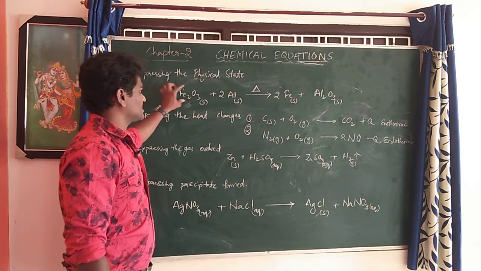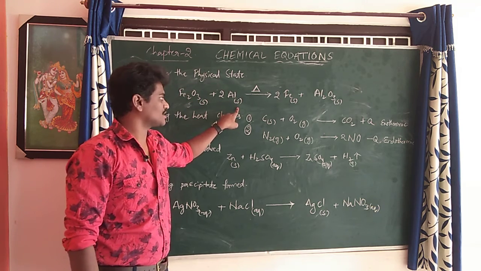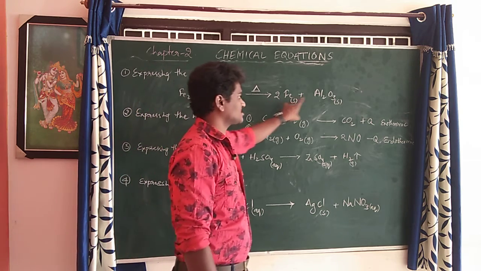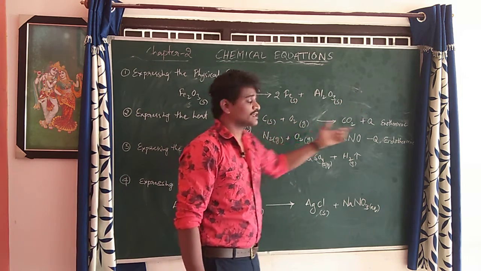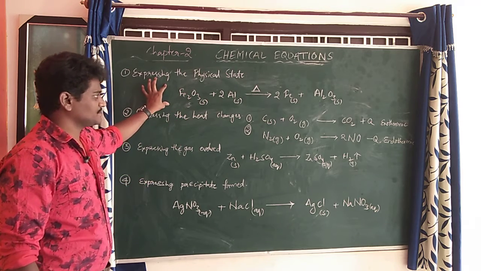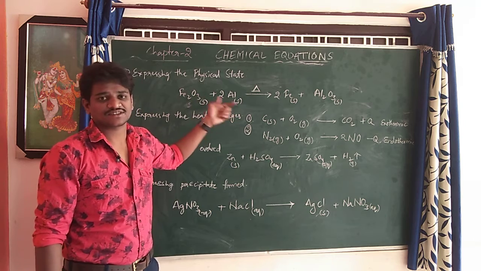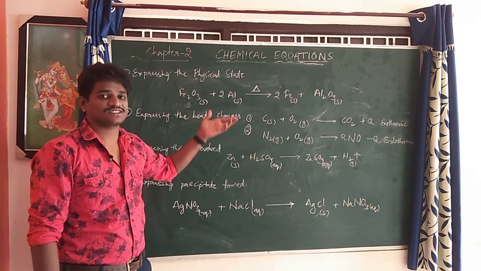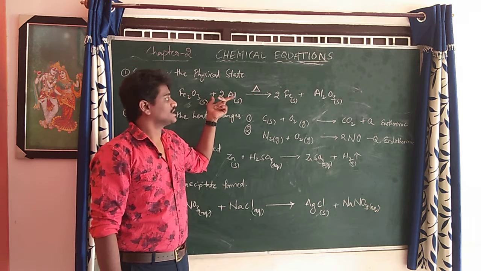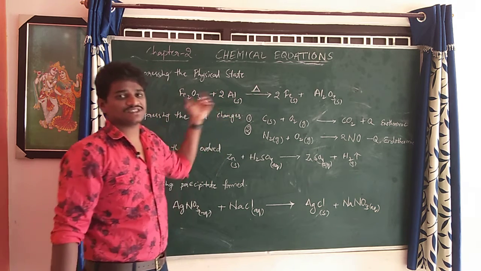For example, ferric oxide is a solid. When reacted with aluminium, which is also solid, it will become iron, also a solid, and aluminium oxide, a solid. S indicates solid. By seeing this reaction, you can observe it is a solid type of reaction. The symbol used here indicates it is using energy, meaning heat is required for this reaction.